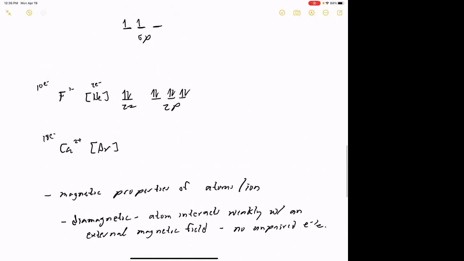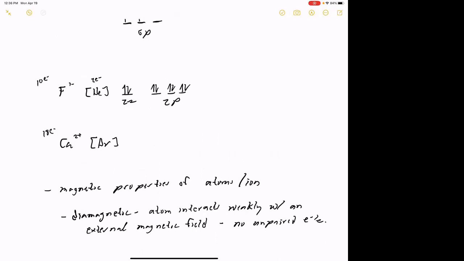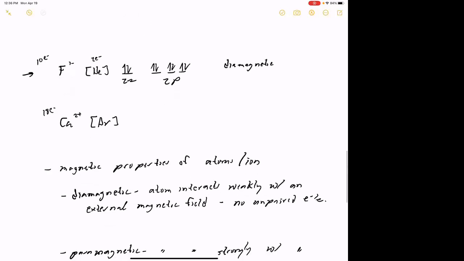If I go back up to these two examples, fluoride ion, do you see any unpaired electrons in there? No, all the electrons are paired up. So would you expect that to be paramagnetic or diamagnetic? It looks to me like it's going to be diamagnetic because I don't see any unpaired electrons. What about the calcium 2+ ion that we did here? Any unpaired electrons there? No, because you've got a full argon configuration, so everything's paired up. I'd expect that one also to be diamagnetic.